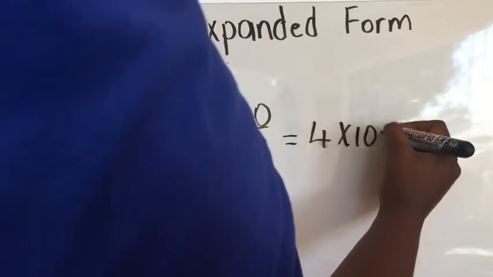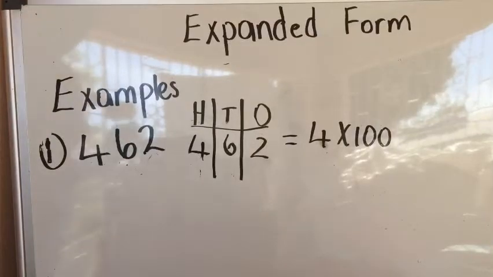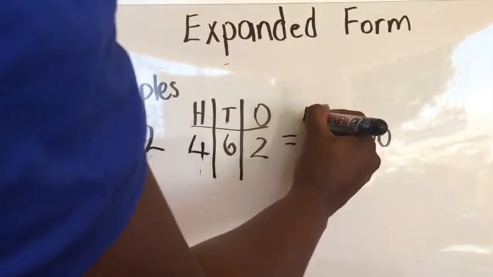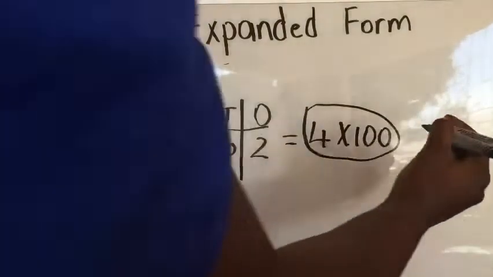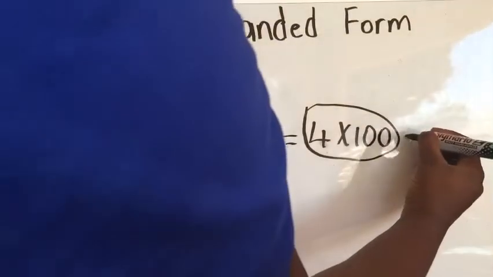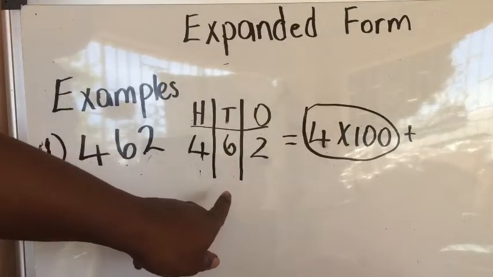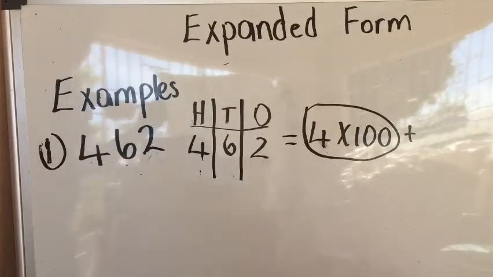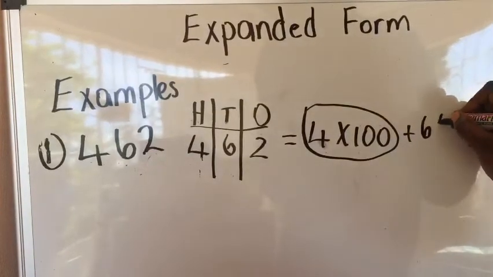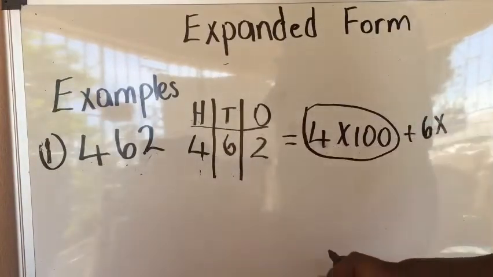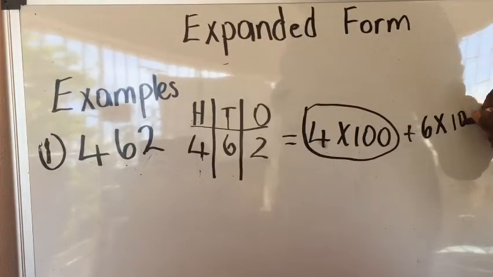times 100, right? 4 times 100. Then I'm going to put this in a bracket by itself, or a circle by itself, so you can see the difference, right? The next one, because you're going to add everything together, you have to put a plus sign between it. The next one is 6, right? So what are you going to say? You're going to say 6 times what? 10. Why? Because it is in the tens column. So 6 times 10, right?